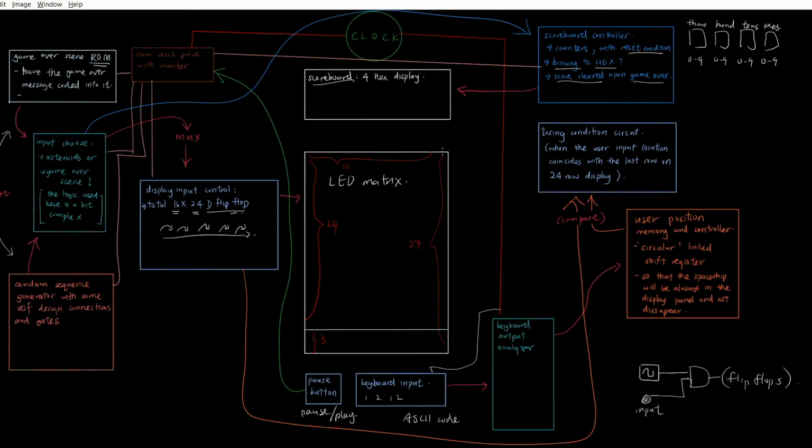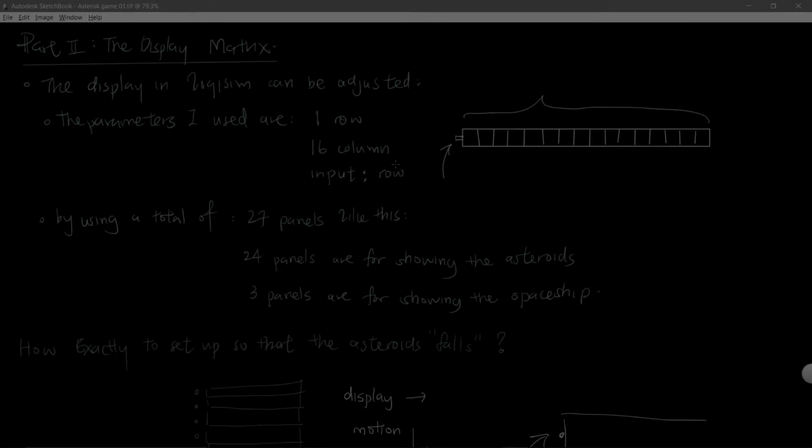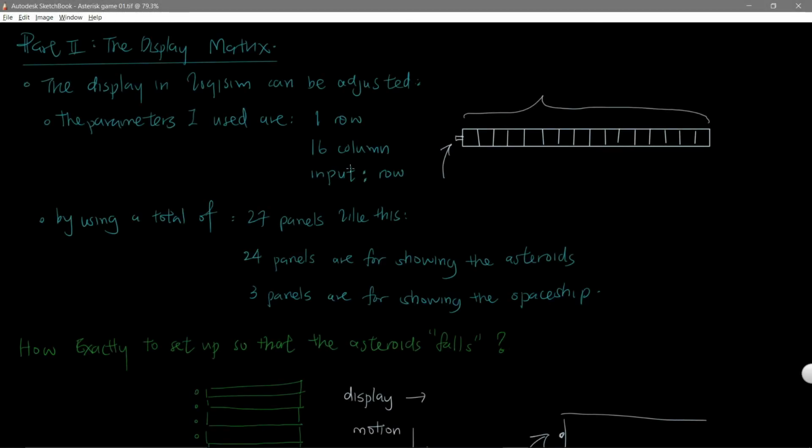Alright, let's head back to the other presentation. Okay, so we are over the general working principle. Now let's move on to the display matrix. In this software, Logisim, the display matrix you can actually adjust. By default, the input is from the bottom. It's called a column input. You control a column with each input, right?